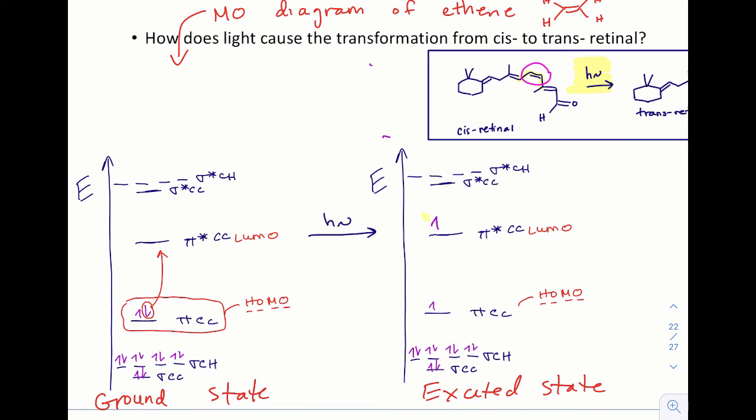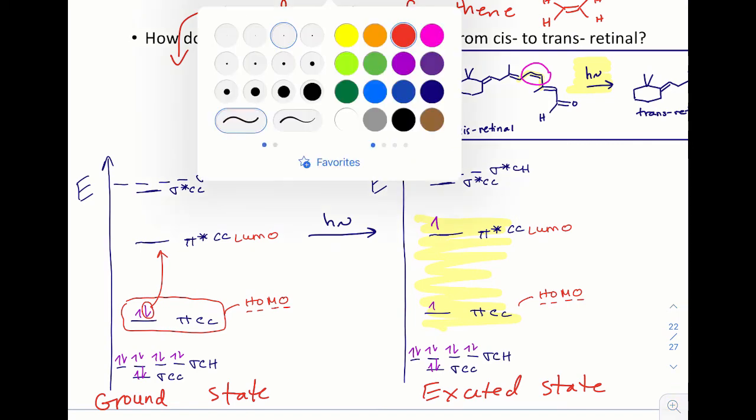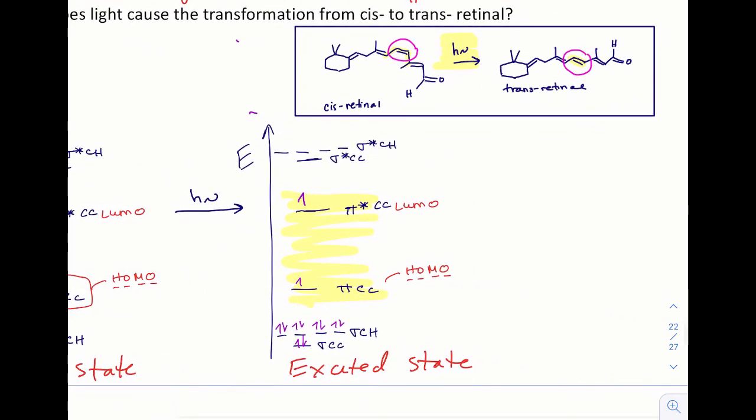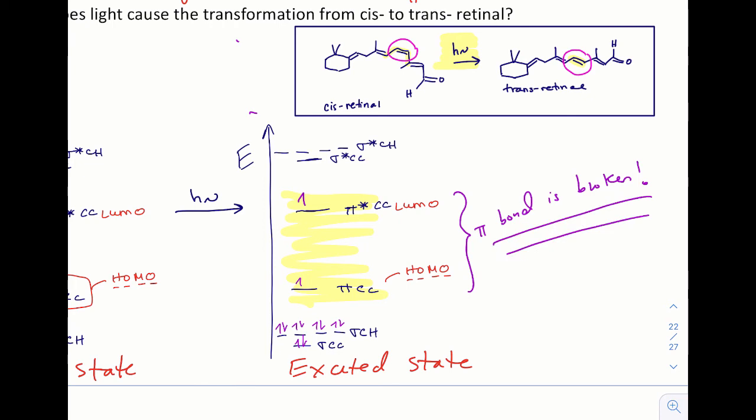Well, what do we notice here? There's an electron in pi, and there's an electron in pi star. What does this mean? What is a consequence of an electron being promoted from pi to pi star? Is anybody really excited right now? Did you just realize the punchline? Yes, when the electron is promoted to pi star, the pi bond is broken. Eureka! The pi bond is broken.